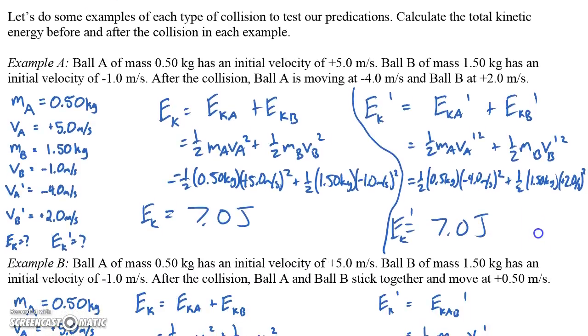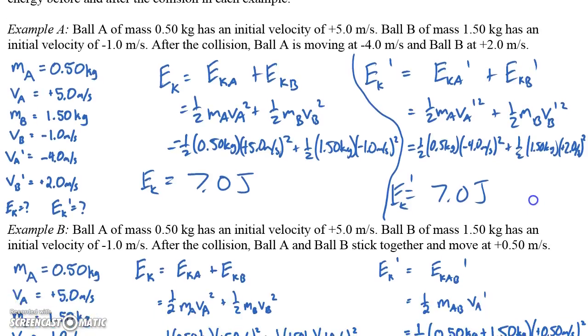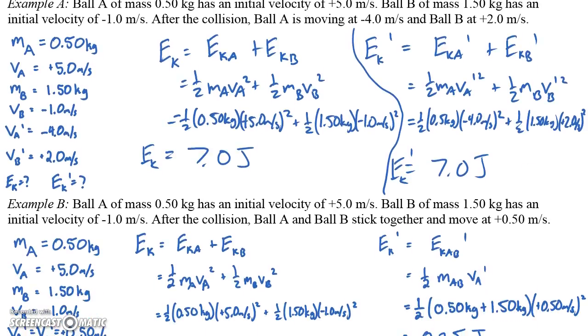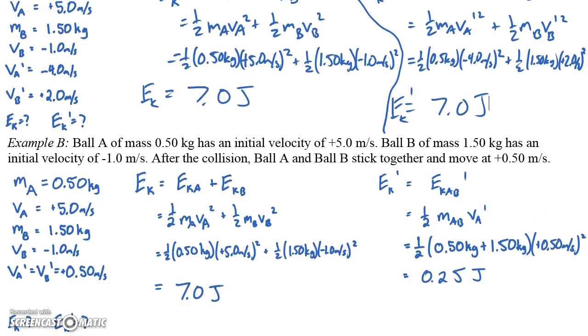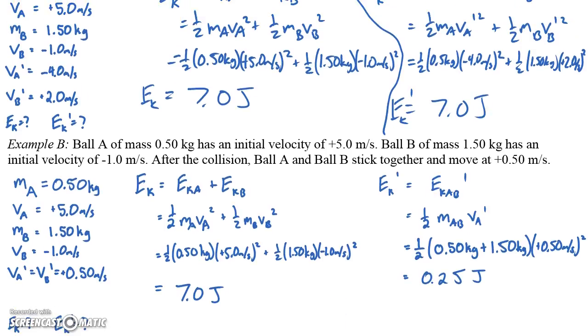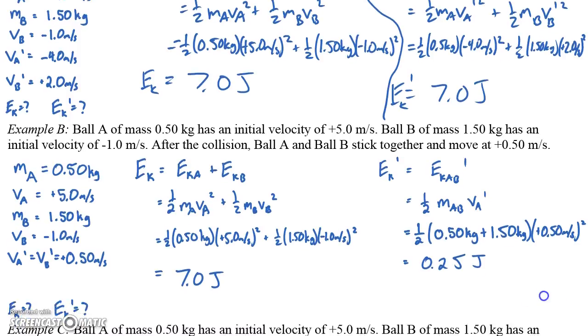So these next ones are already done for us. Example B, the same situation to start, but afterwards, ball A and ball B stick together. So if we remember, that's an inelastic collision. And we get 7 joules at the beginning, but only 0.25 joules at the end. So that's, well, not good for our ideas of conservation of kinetic energy in a collision.